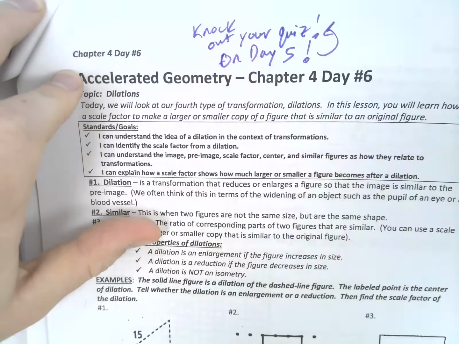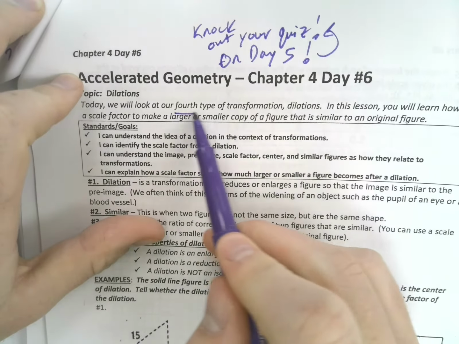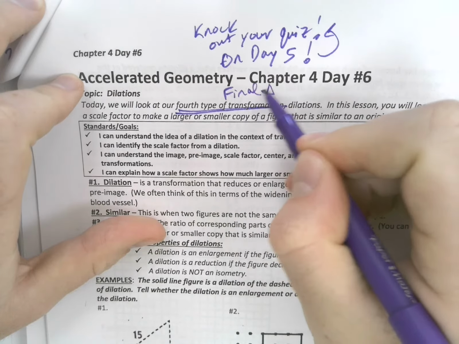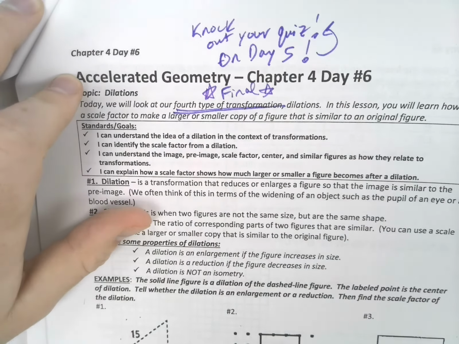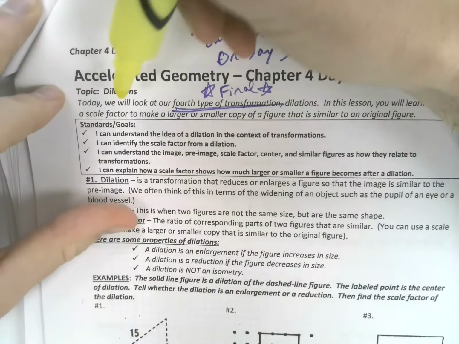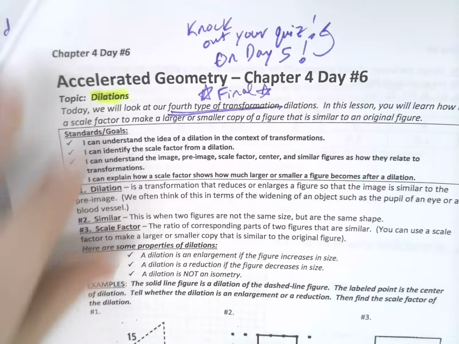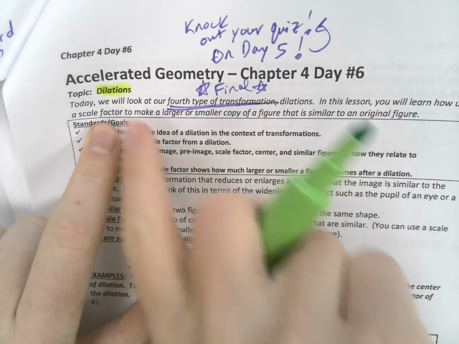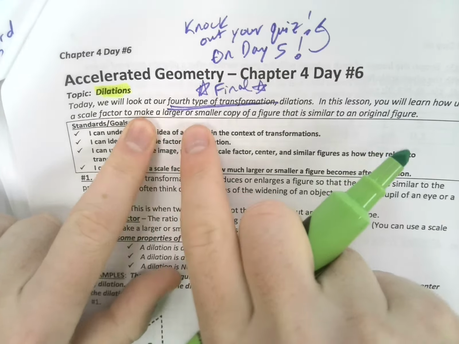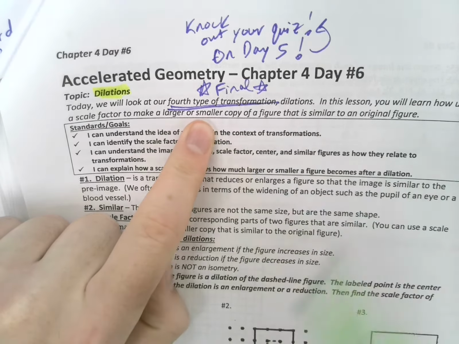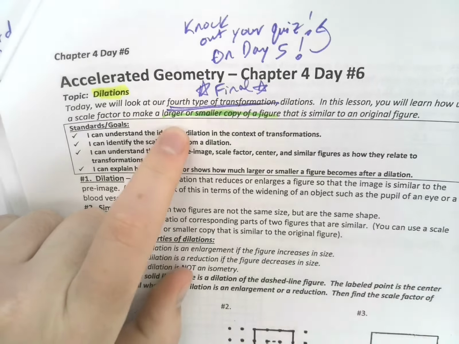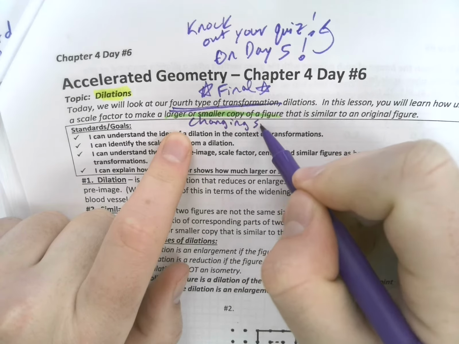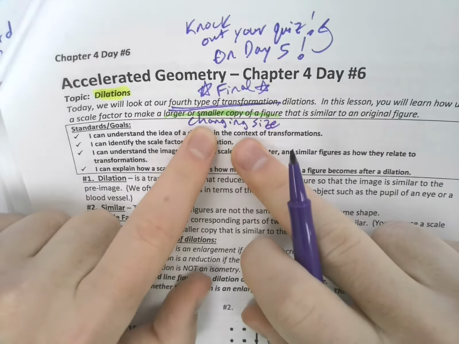But today we get to talk about my favorite kind of transformation, and it is the fourth and final kind of transformation, which a lot of you guys really have seemed to actually like these. So some of you may be sad to hear that, but we're going to be talking about a dilation. In this lesson, we're going to learn how to use a scale factor, whatever that is, to make a larger or smaller copy of a figure. We're going to start changing the size of our shapes. That's something we haven't done yet.